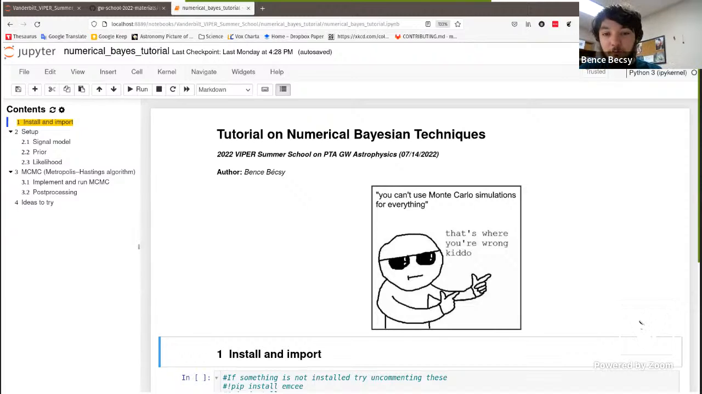And so in this tutorial, we'll go through a very simple toy problem. So you'll generate and analyze a simulated data set with just a simple sine wave and Gaussian white noise, and go through building an MCMC and everything for it.